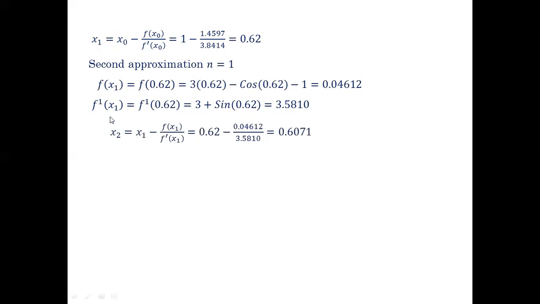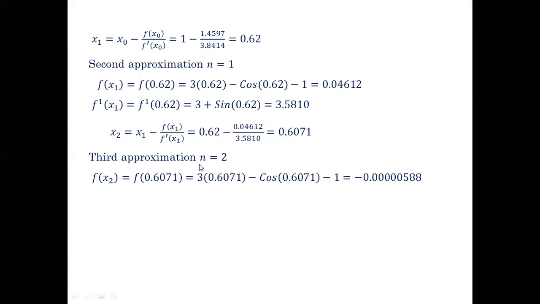Therefore, the formula for the second approximation x2 is equal to x1 minus f of x1 by f dash of x1. x1 is 0.62, f of x1 is 0.04612, divided by f dash of x1, 3.5810, which is equal to 0.6071. The third approximation, n is equal to 2. Therefore, find f of x2.